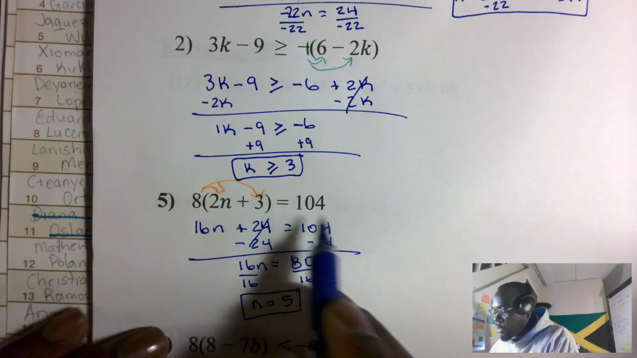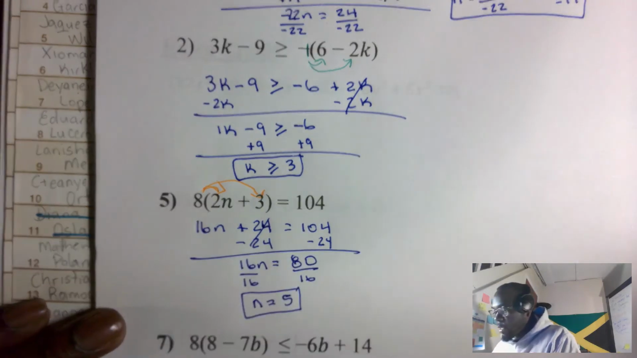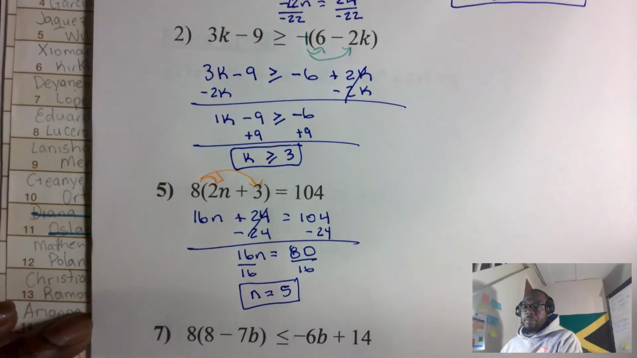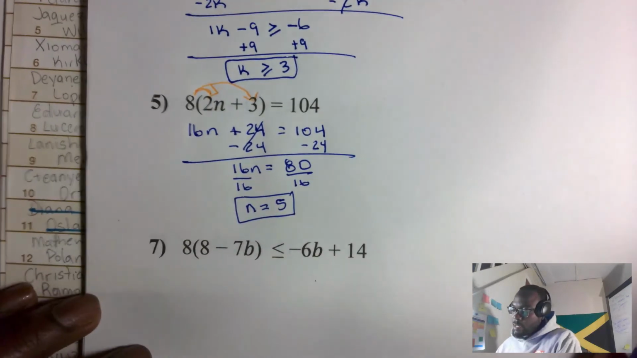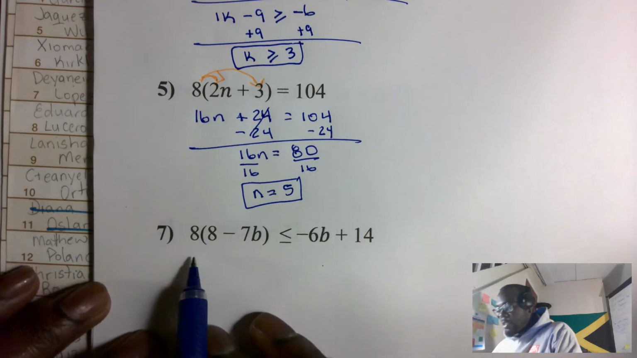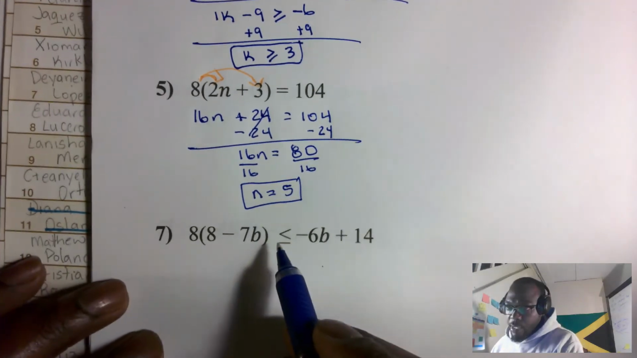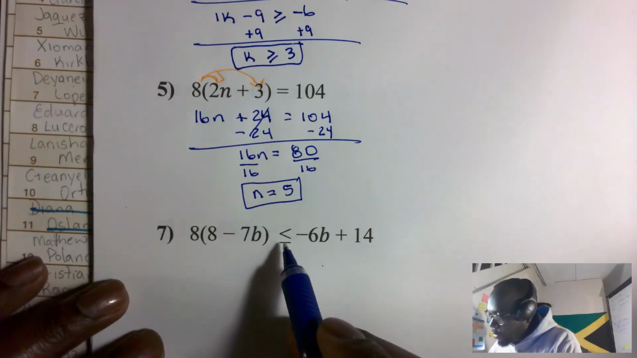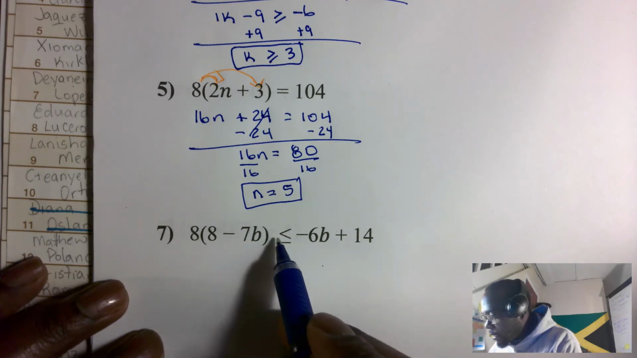And again, this one is an equation because it has an equal sign. Okay? All right. So let's look at example 4 or review problem 4. Now, if you look at number 7, this is an inequality. Why? Because it has a less than or equal to sign here.